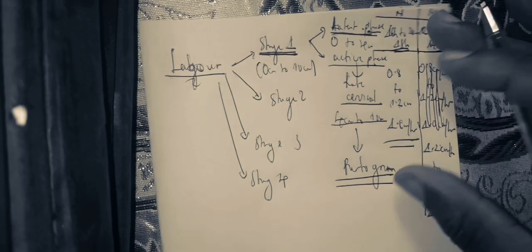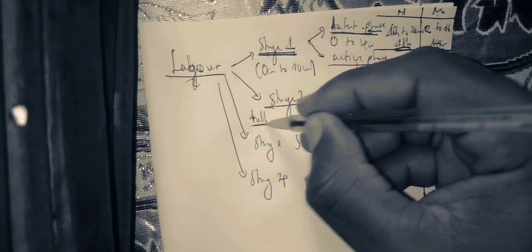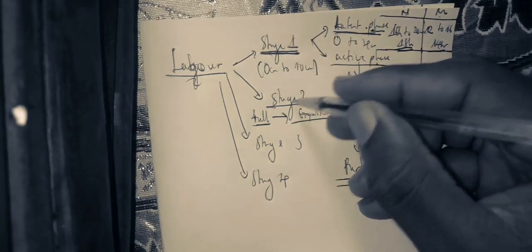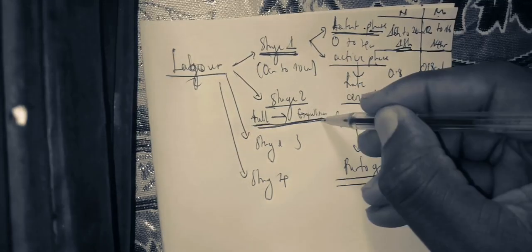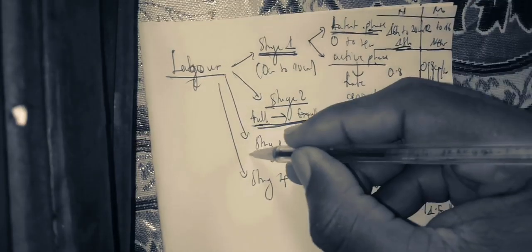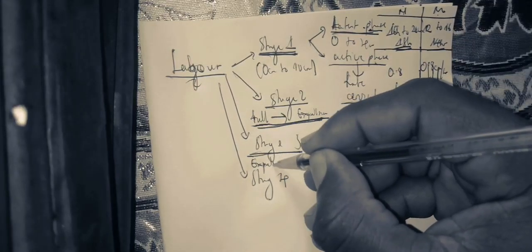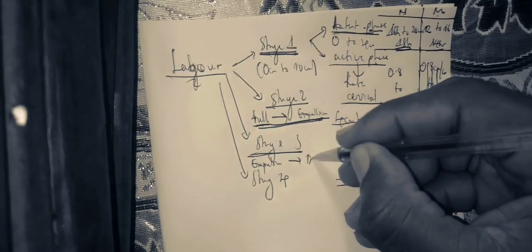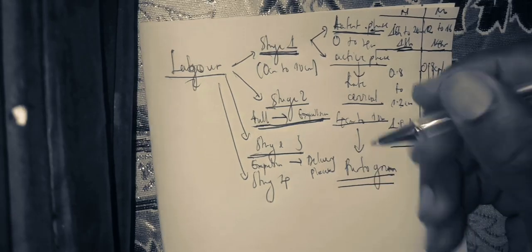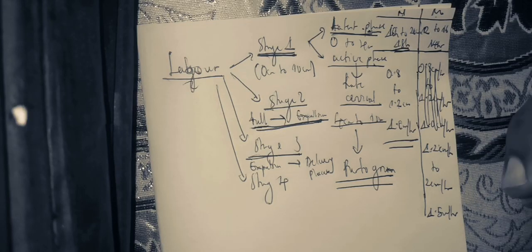Now stage 2 is from full dilatation, that is 10 centimeter dilated, to the expulsion of the fetus, and it is from this stage that we are going to visualize the mechanism of labor. Now stage 3 is going to be from the expulsion of the fetus to the delivery of the placenta. Is it clear? So from this level, you are going to speak about the active phase of the second stage of labor. Is it clear?